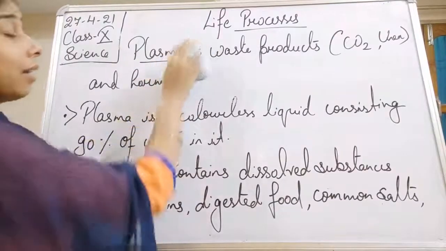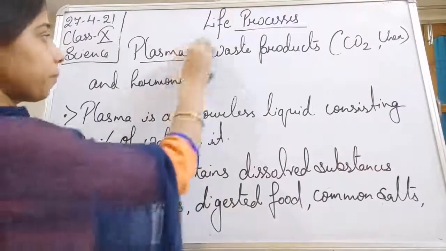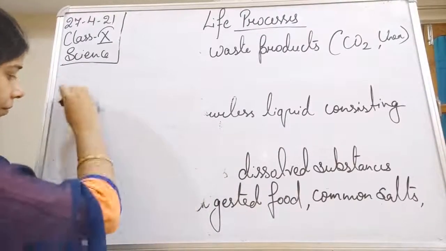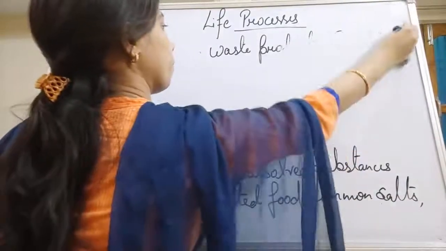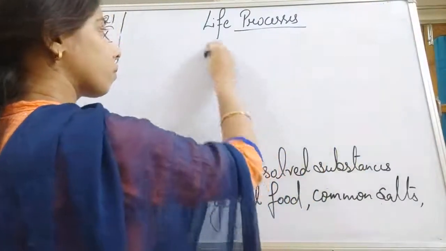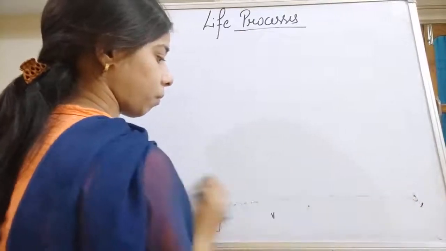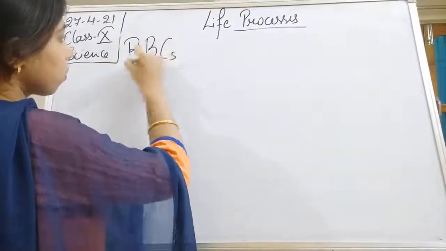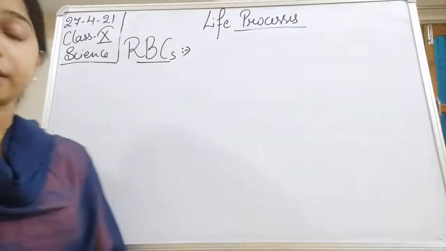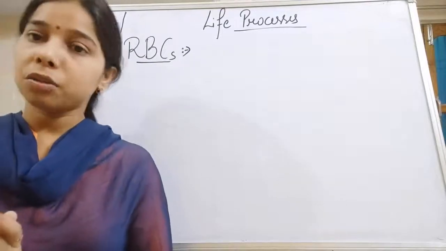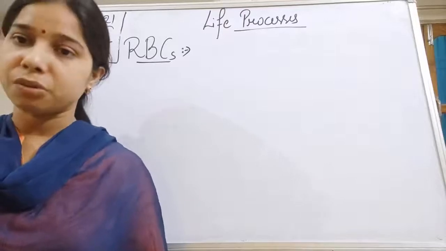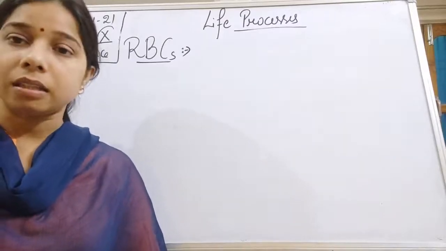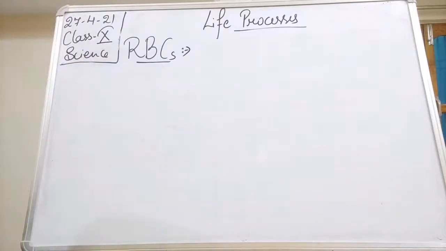Let us see another component of the blood, that is RBCs. Now let us see what the role of the RBCs is, students. It is called red blood cells. Why is it called a red blood cell? Because it is red in color. The reason it is red in color is because of a pigment present in it called hemoglobin.